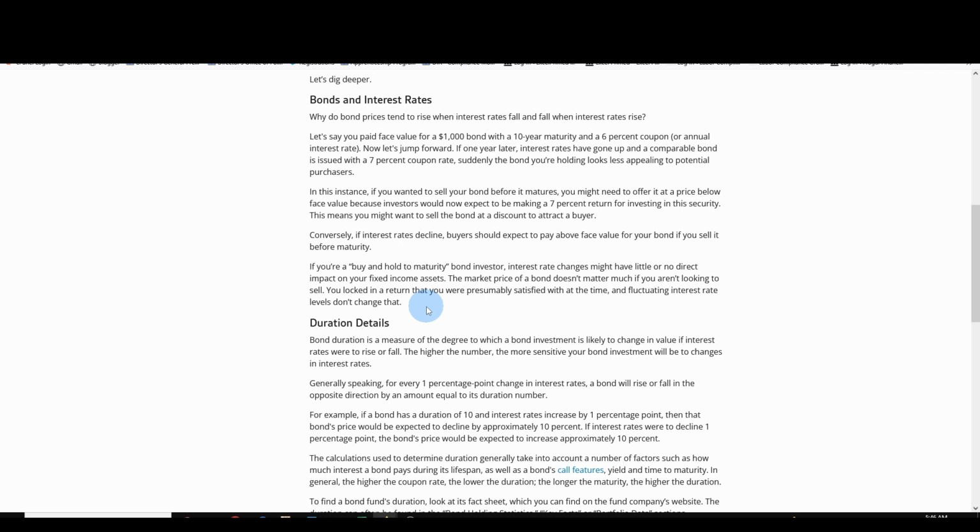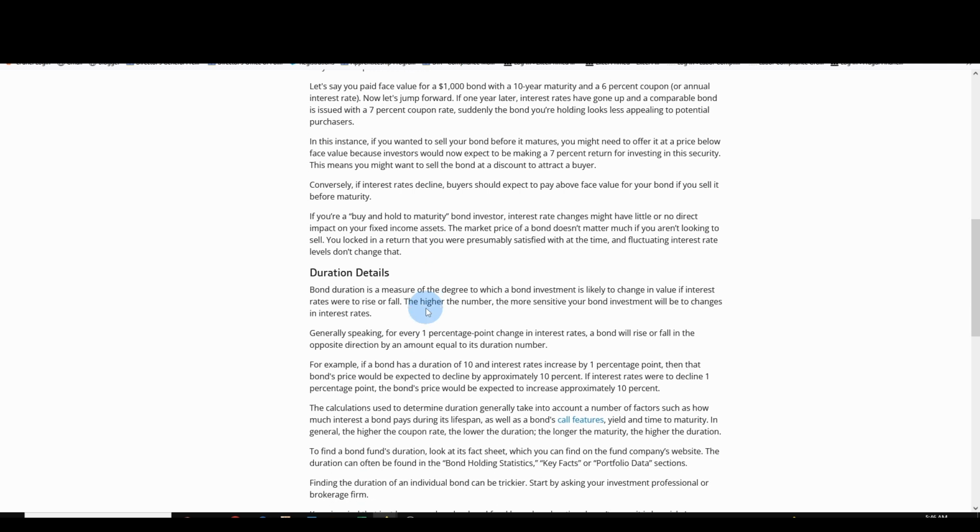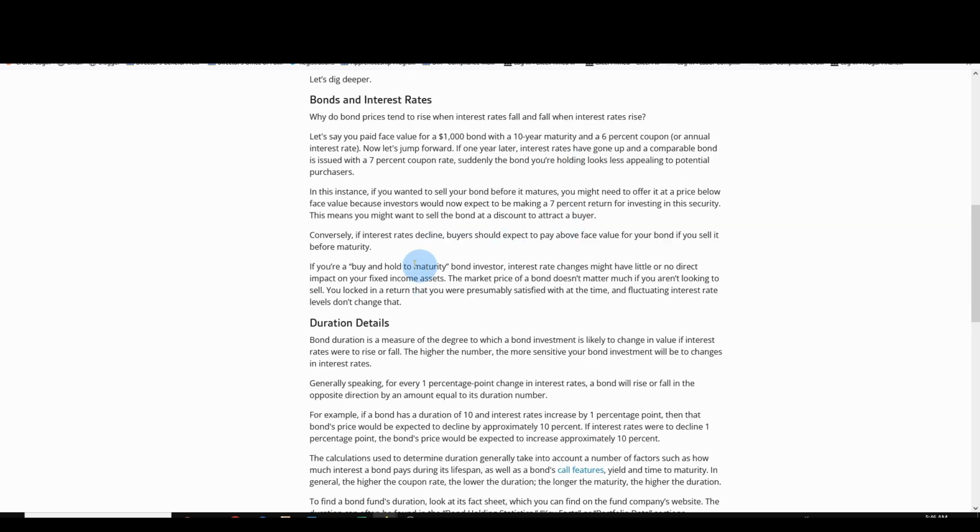The market price of a bond doesn't matter much if you aren't looking to sell. You locked in a return that you were presumably satisfied with at the time, and fluctuating interest rate levels don't change that. That means if you buy and hold, you don't care about this. But if you're a trader, there are a lot of issues related to interest rate movements.